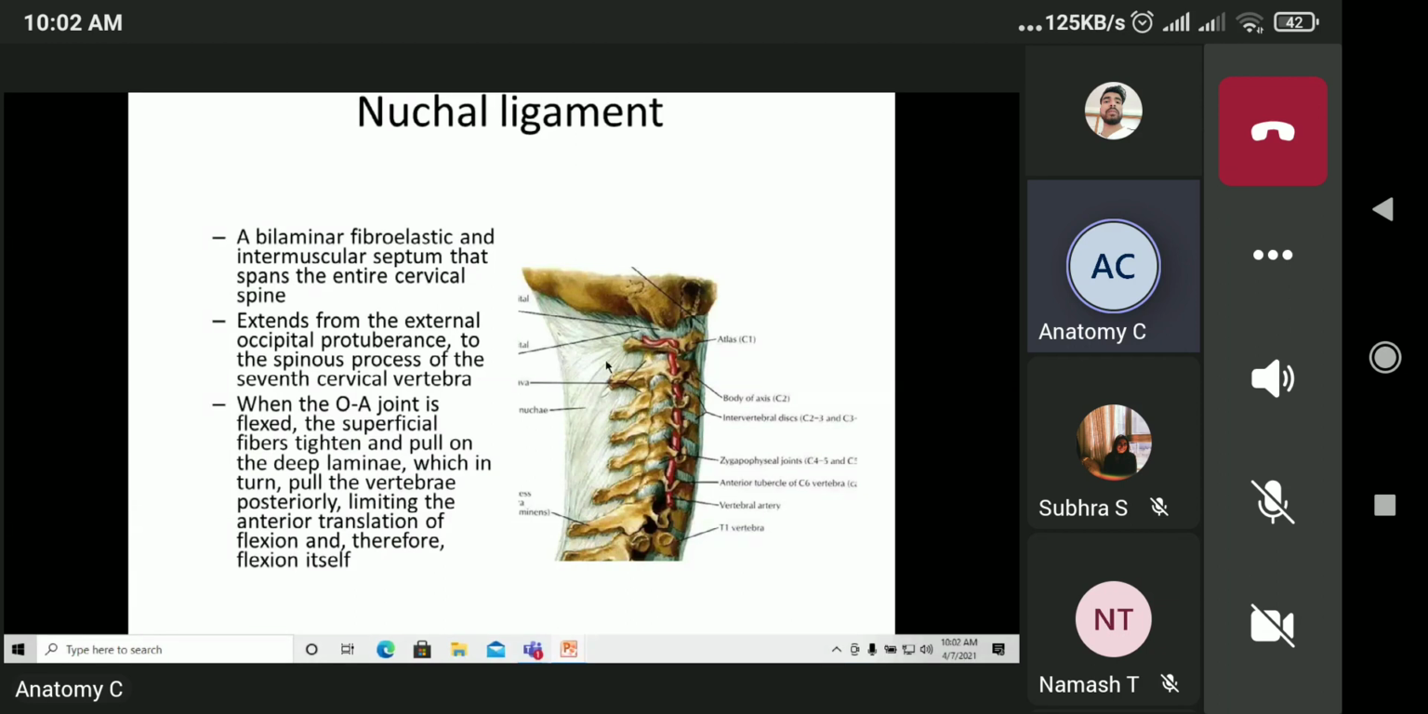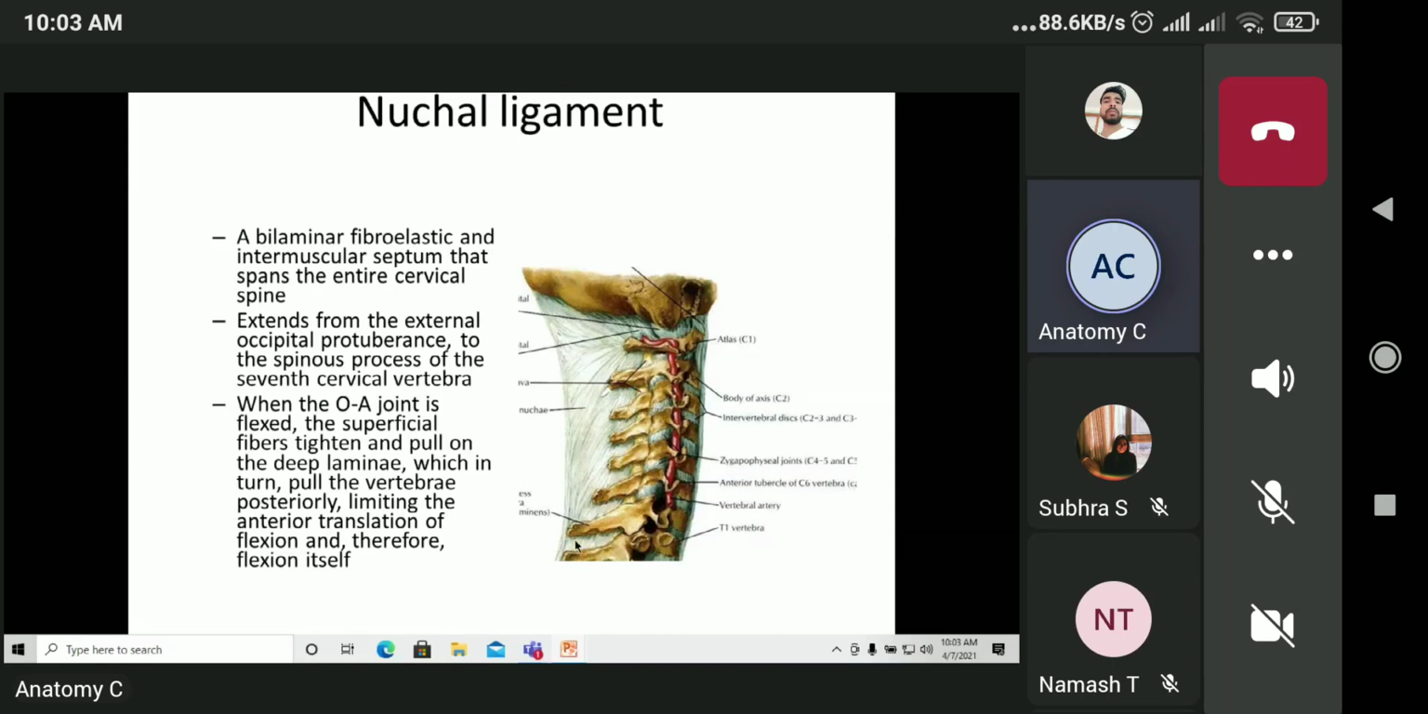It extends from the external occipital protuberance to the spinous process of C7. From the protuberance, it goes to C7. C7 is the most prominent cervical vertebra that you feel when you bend the neck. The external occipital protuberance you can also feel on the occipital bone. So it extends from here to C7.